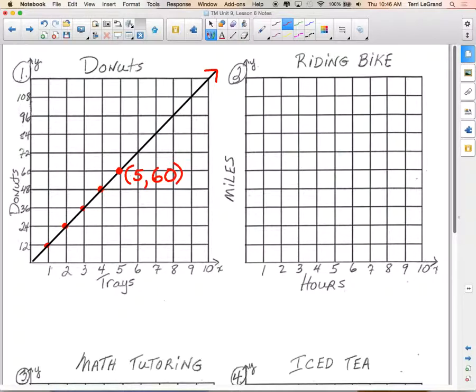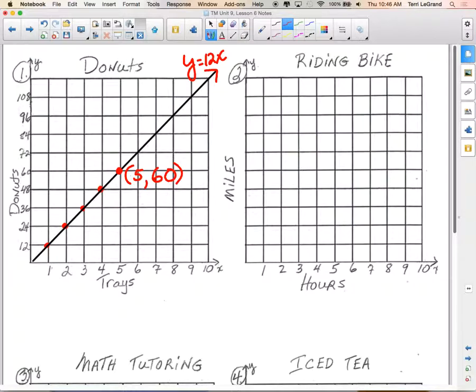It should fall right on our line, shouldn't it? Because this is the line that shows the function y equals 12x. In fact, we're going to write that on here also. y equals 12x is the equation of that line.